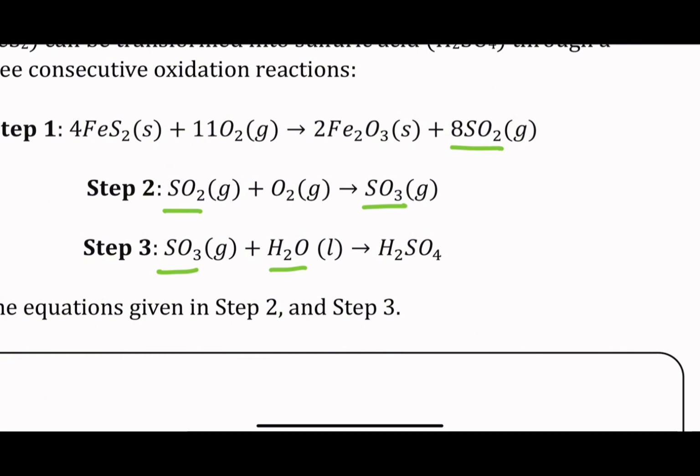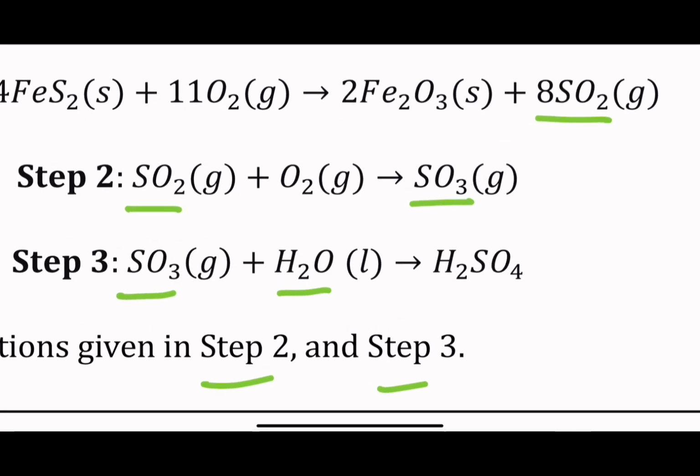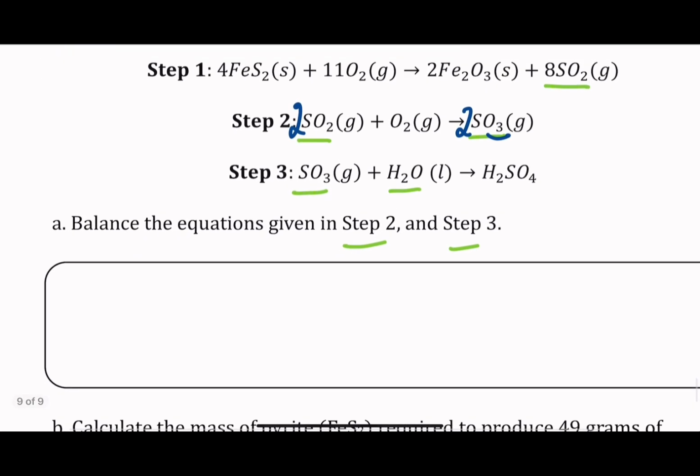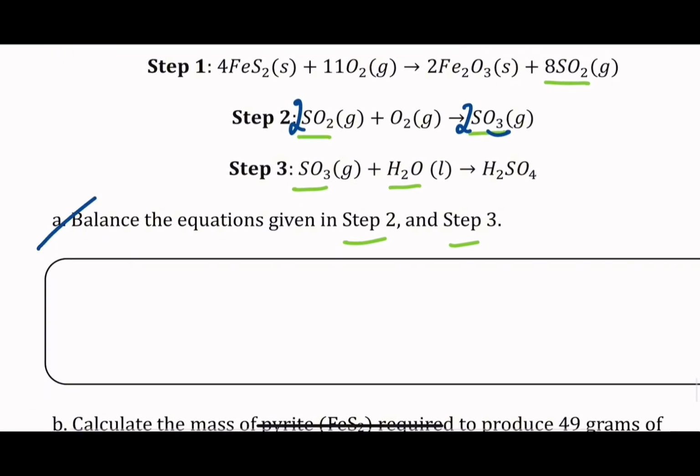First of all, it says balance the step 2 and step 3. So it's a simple thing. Because you have 3 oxygens here, you're going to multiply this by 2, and you will multiply this by 2, and you get the balanced reaction. And then in the bottom one, you would see that there's actually no need to balance. Everything is balanced. So that's what you have for the A part.